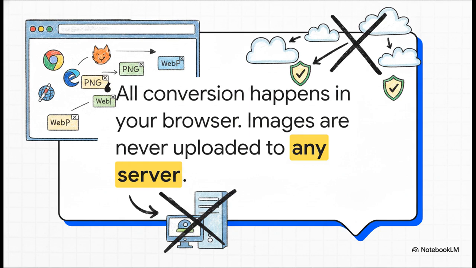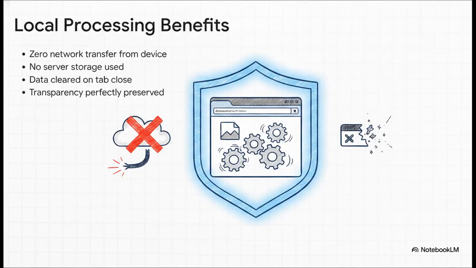The very tool you're using to browse the web right now, whether that's Chrome, Firefox, Edge, or Safari 14+, already has a native WebP encoder built right into it. You don't need to install clunky desktop software like Photoshop, and you definitely do not need to upload your stuff to the cloud. Let's break down why local processing is such a game changer for security.